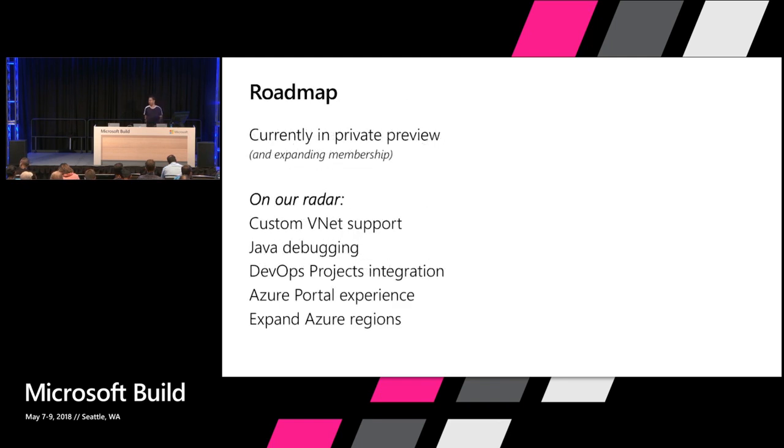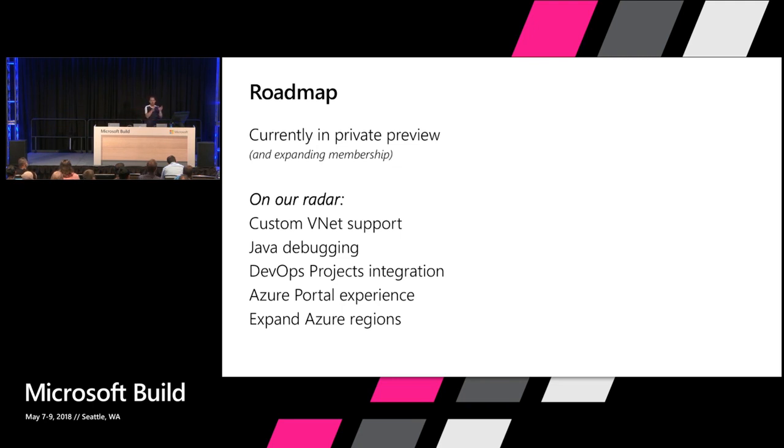Quickly on our roadmap, where we currently are, we're in private preview. We're actually expanding membership to the private preview. What's on our radar, things that we're working towards, is having custom VNet support. The experiences that I showed today, there's a certain baseline experience that you have in the command line that applies to all languages. But what I showed around richer debugging and iterative development inside VS Code and Visual Studio today applies to Node.js and .NET Core. We're expanding that to other languages.